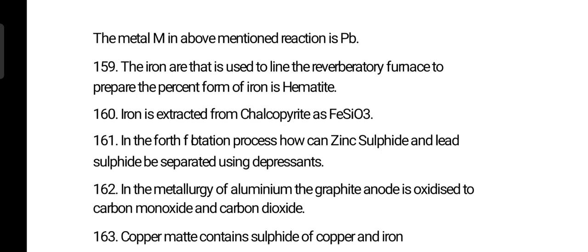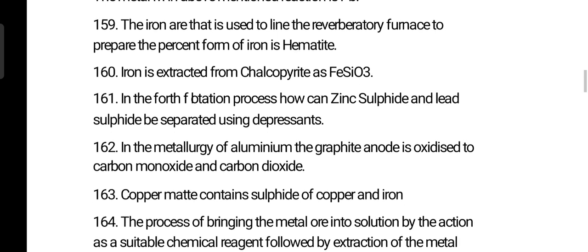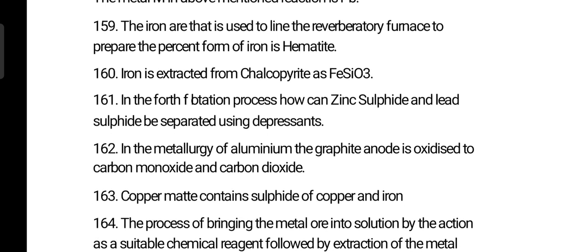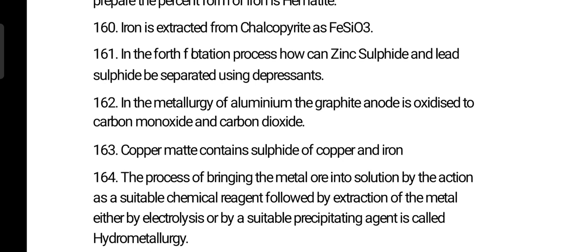The iron ore that is used to line the reverberatory furnace to prepare the percent form of iron is hematite. Iron is extracted from chalcopyrite; the slag is FeSiO3.